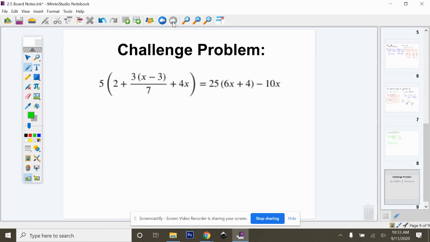This is a challenge problem. I'm going to let you fill it in, and you tell me what the answer is. Now, this has absolutely nothing to do with absolute value. But we have spent a while now solving equations. I think some of you might be able to do this. Give it your best shot. Good luck.